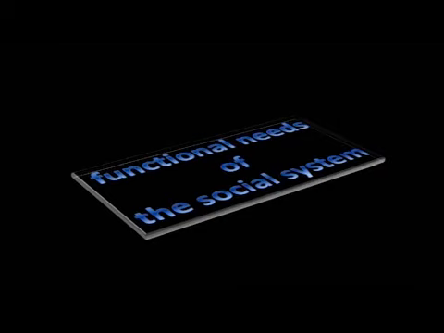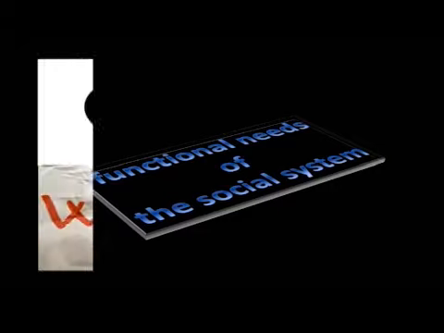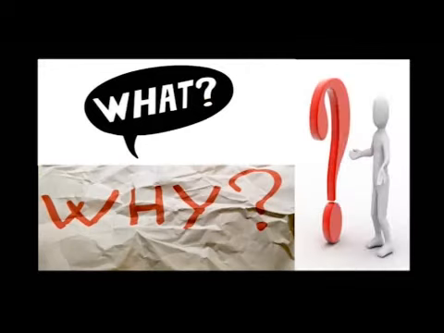This answer is counterposed to the answer suggested by the structural functionalists, who explain the differential distribution of rewards in terms of functional needs of the social system. Though his answer to the question of who gets what and why appears to be rather simple, his overall theory of social stratification is quite an elaborate one.